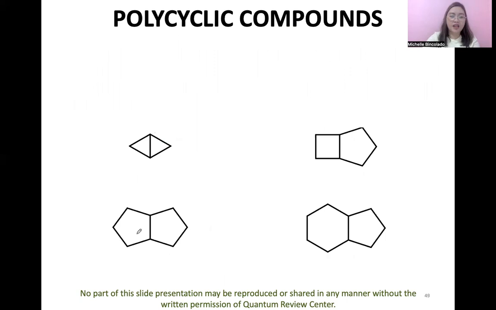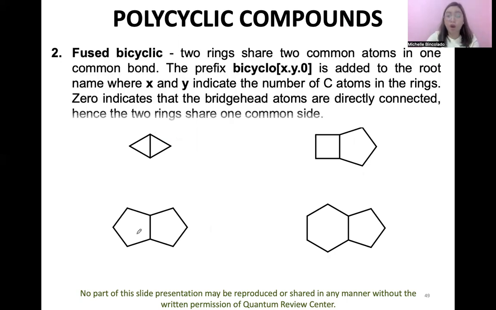Okay? Next guys, ayan. So kung napansin nyo, yung kanina, spiro, they share 1 atom. Ito naman guys, they share 1 bond. We call them fused bicyclic. So number 2 and number 3 actually are group of polycyclic compounds na bicyclic. So ito guys, 2 rings share 2 common atoms in 1 common bond. Here, we attach the prefix bicyclo [x.y.0] added to the root name where x and y indicate the number of carbon atoms in the rings.